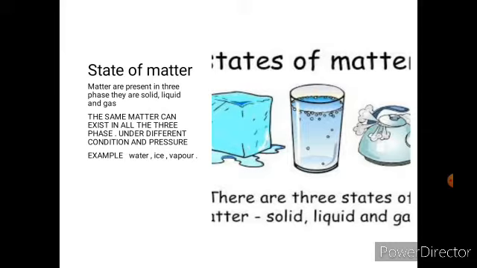Now there are some matters which can exist in all three forms. For example, we are taking here the water. Water can exist in the form of solid, that is the ice, and it can exist in the form of liquid, that is the normal water. And water also can exist in the form of gas, in the form of vapor. So there are some substances which can exist in all three states of matter.